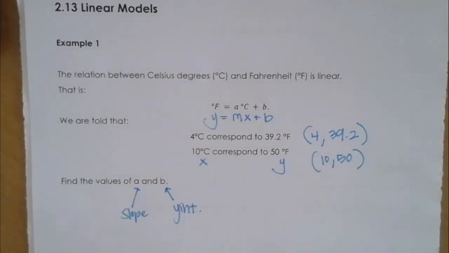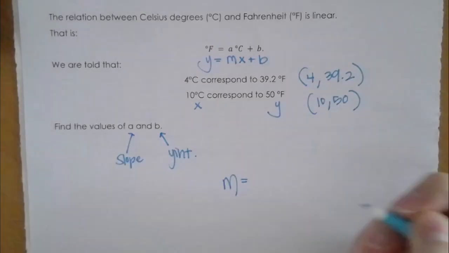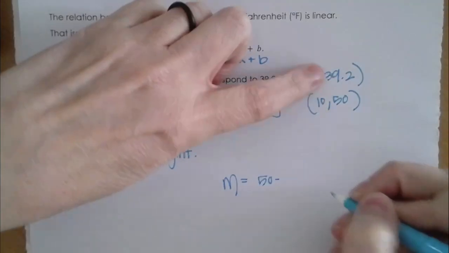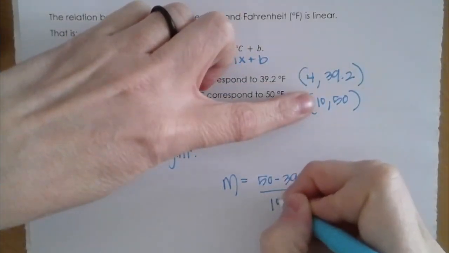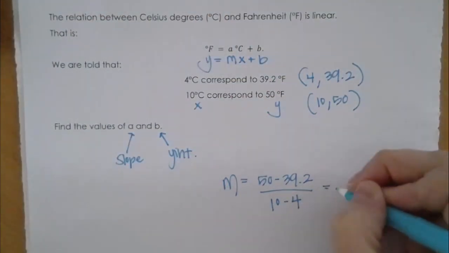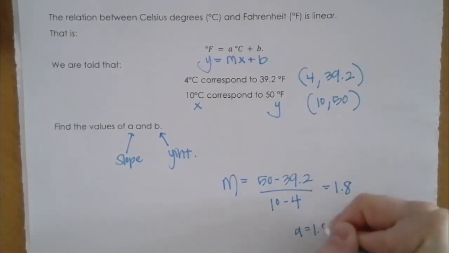Now, I'm going to give you a couple of options when we go linear. So the first way I'm going to do this is just normal slope formula. So m equals y2, which is our 50, minus y1, which is our 39.2, over x2, which is 10, minus x1, which is 4. And then we can go to the calculator, and they give me a slope of 1.8. So in this case, my A is 1.8.